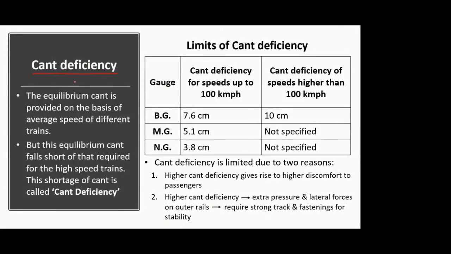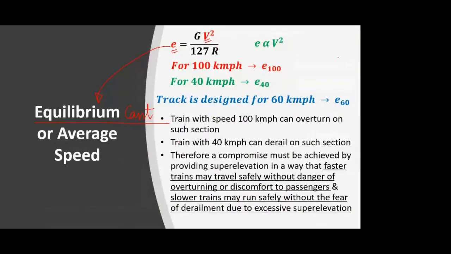Now what is Cant deficiency? When you provide an equilibrium Cant, it is based on the average speed, or the 3/4 Vmax, or whatever is the formula from speed of curve. But that Cant is less for high speed trains. We have seen that the more the speed, the greater the value of superelevation, and if you have less speed, you have less value of superelevation.